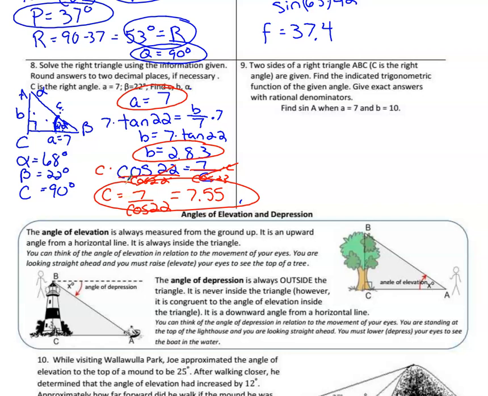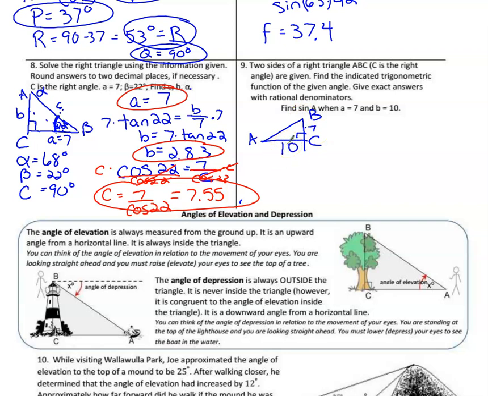Number 9 says two sides of a right triangle ABC, C is the right angle, are given. Find the indicated trig function of the given angle. So we have a triangle ABC, and C is the right angle again. One of these is A and one is B. It doesn't matter how you draw it, because it's where you label things that matters. Side A is 7. Side A is across from angle A, so it's over here. That's 7. And side B is across from angle B. That's 10.